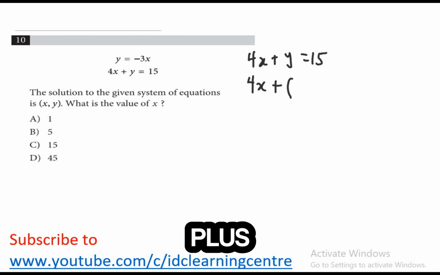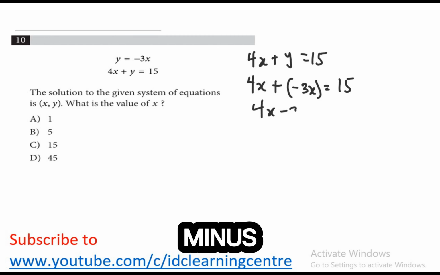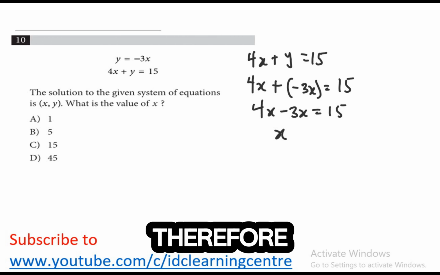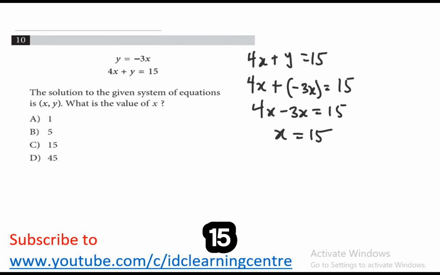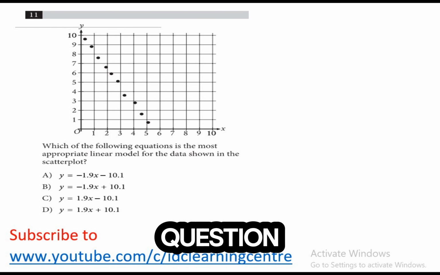So 4x plus minus 3x all equals 15. So we have 4x plus times minus is minus 3x, which is equal to 15. Therefore, x is equal to 15. So straight away, the value for our x is 15. Sorry, x is 15, which is option C. Are we good? Okay, so we'll move on to the next question, which is question 11.